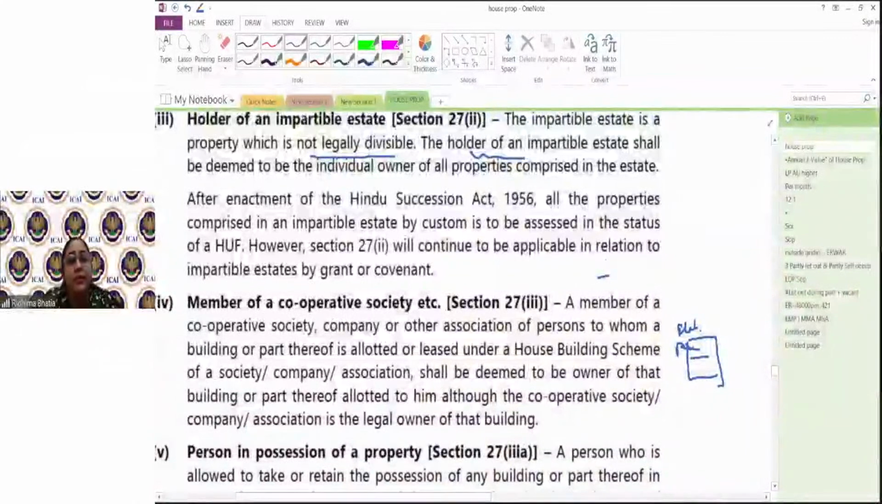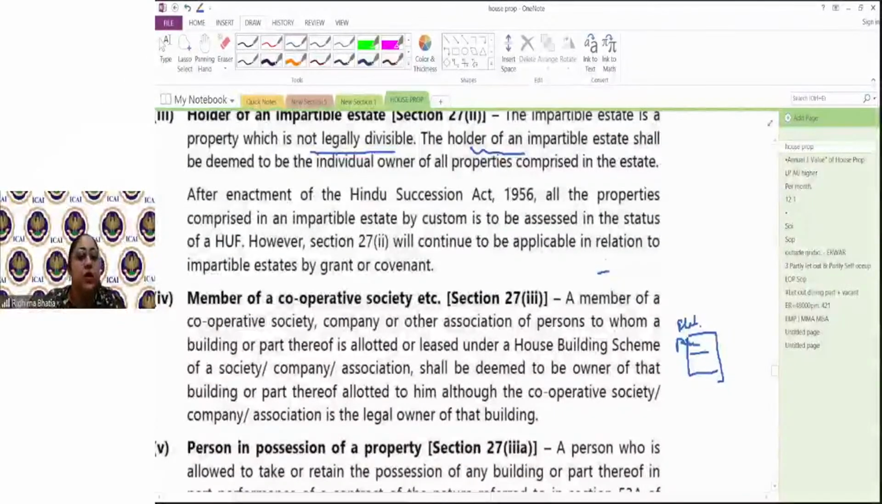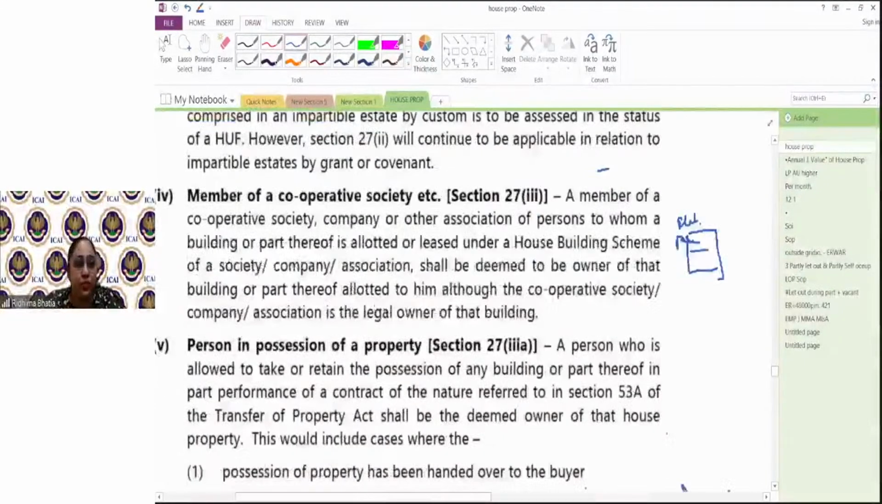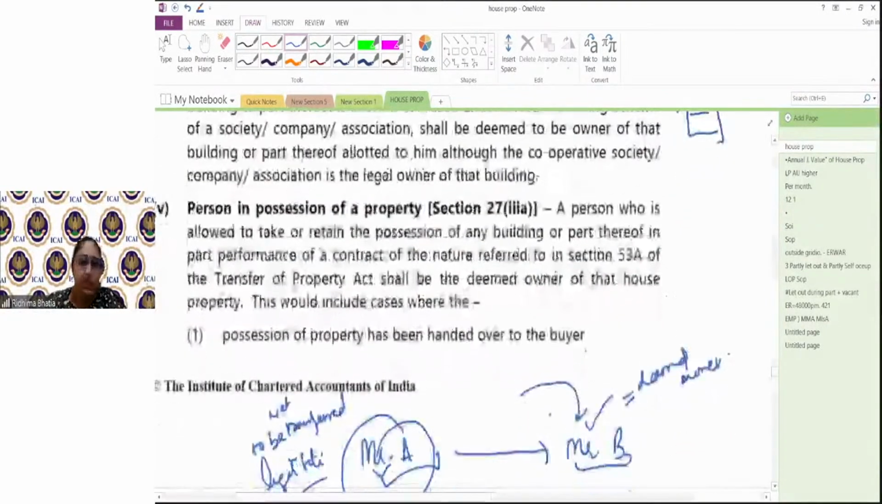Holder of an impartible estate: though every person has their own share, the holder, the owner of the impartible estate, would be considered the deemed owner. Member of a cooperative society: the cooperative society is the legal owner, but the members who are enjoying the flats allotted or leased to them would be considered the deemed owner.